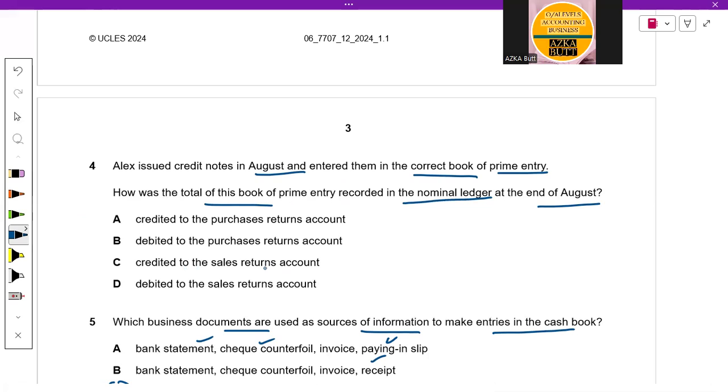If you talk about the credit note, it is issued when a customer returns goods and it is recorded in the sales return journal, the book of prime entry, and this reduces the sales revenue as the goods have been returned. The total of the sales return journal is then carried to the sales return account in the nominal ledger, as sales returns decrease the amount of sales. The corresponding credit entry would be to the debtor's customer account, reducing the amount the customer owes. So at the end of August, the total of the sales return journal is transferred to the sales return account in the nominal ledger. So option C is the right option.